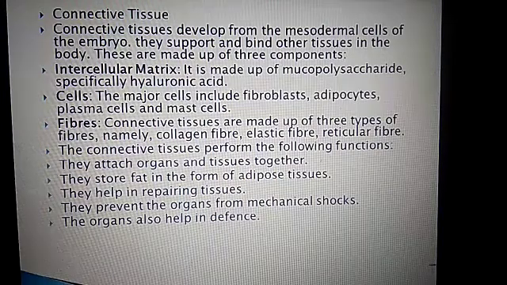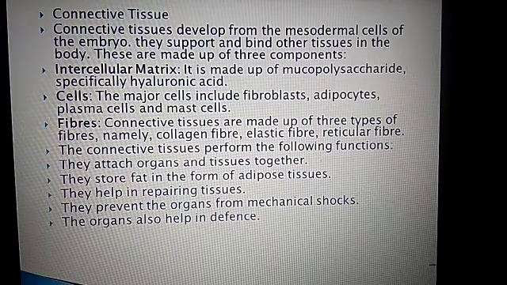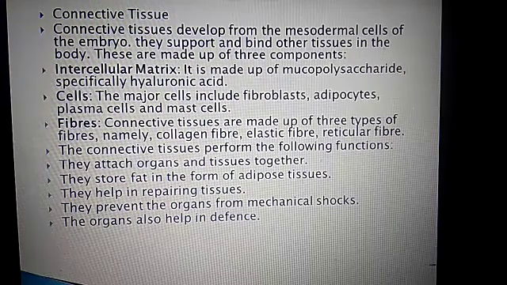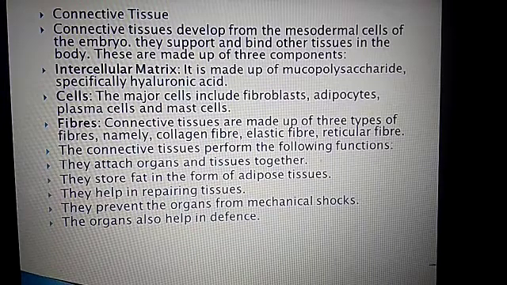So connective tissue performs the following functions. They attach the organs and tissues together. They store fat in the form of adipose tissue. Children, in which tissue is fat stored? It is adipose tissue. So adipose tissue's function is to store fat. And these fibers help in repairing tissues. If any damage happens to the tissues, it will be repaired by the connective tissue.